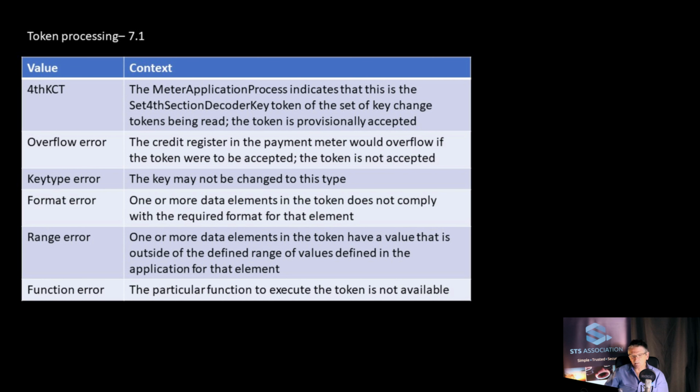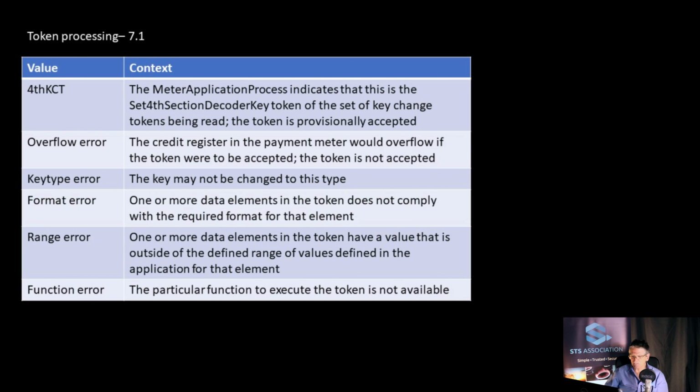If you get an overflow error, obviously then it will be rejected as a non-valid token, where the credit register in the meter would overflow if the token were to be accepted. Then the token is in fact not accepted, and your result will come back as overflow error. If there's a key type error, in other words, you're trying to do a key change from a key type that is allowed to a key type that is not allowed, then it'll come back with a key type error.